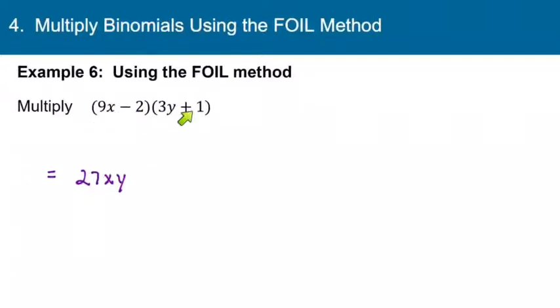And then outer times outer is 9x times 1. So that's going to be plus 9x. Inner times inner is negative 2 times 3y. So that's going to be minus 6y. And then last times last is negative 2 times 1. So that's minus 2. Now this time when we look at our terms to see if there are any terms to combine, we find that there are not any terms we can combine, because here we have an xy term, here we have an x term, and this one is a y term, and this one is a constant. So there's nothing to combine, and this will be our final answer.